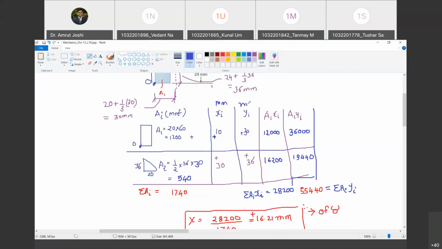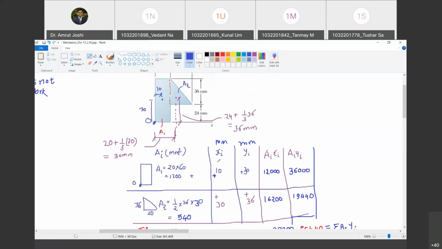Then we are calculating xi and yi, so that we have already done. Xi, that is for the rectangular section, the centroid lies at 10 mm from O. O is the point with reference to which we have to locate the centroid. Yi for this lies at a distance 30 mm above in the positive y direction with reference to O.